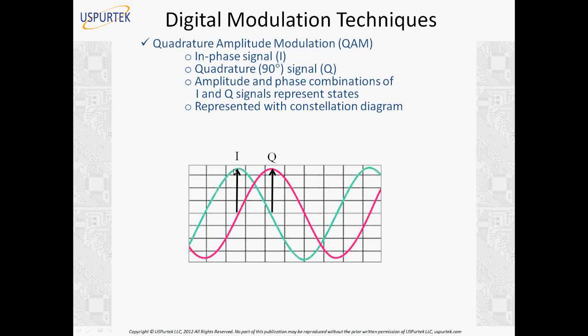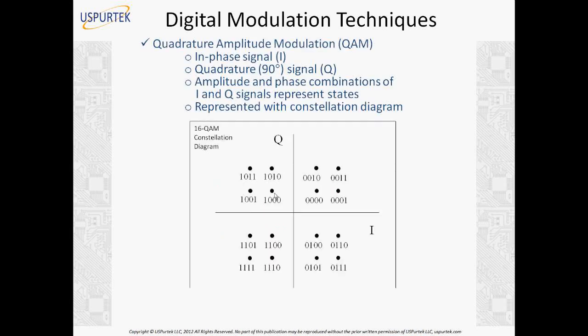And each of them will have 4 states, which is a combination of amplitude and phase for each of them. Well, here we go a little higher. We have 16 QAM constellation diagram. So you have 16 states here. 16 states means we have 4 bits. Each state represents 4 bits. And the location in the constellation diagram represents their amplitude and phase.